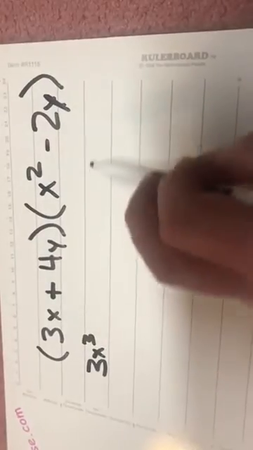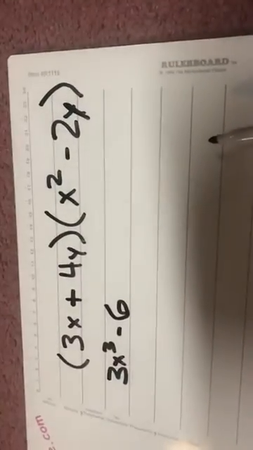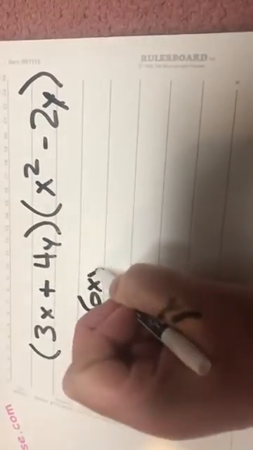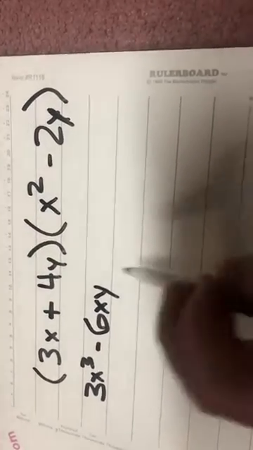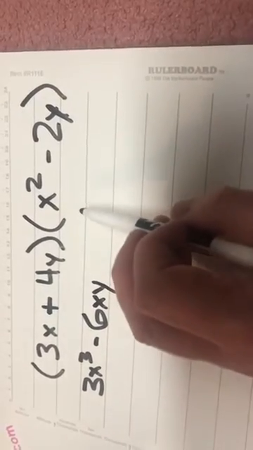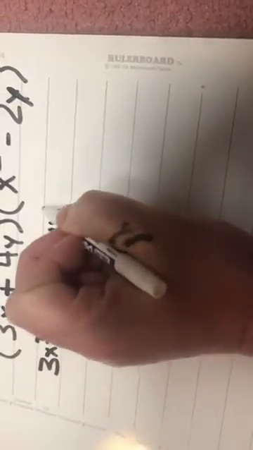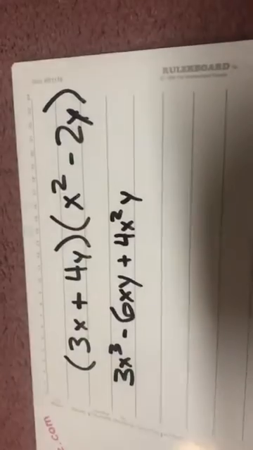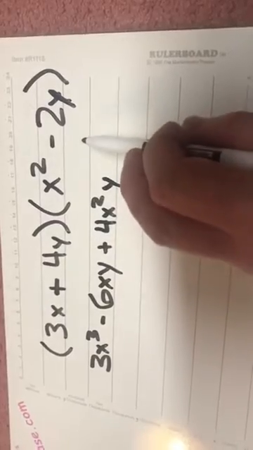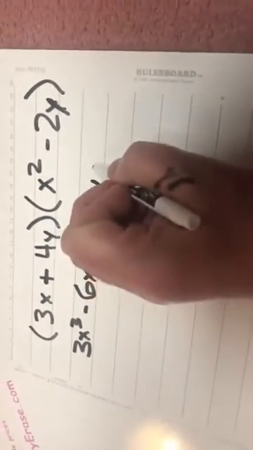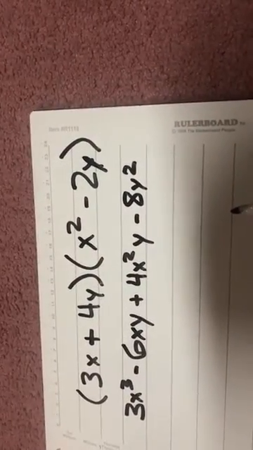I go to outer. 3x times a negative 2y gives me a negative 6, because 3 times negative 2 is negative 6. Then my x and my y simply become part of my answer. I then go to inner, which is going to be 4y times x squared, which gives me a positive 4x squared y. Always want to put things in alphabetical and descending order. Then I go to last, which is a plus 4y times a negative 2y, which gives me negative 8y squared. Positive 4 times negative 2 is negative 8.